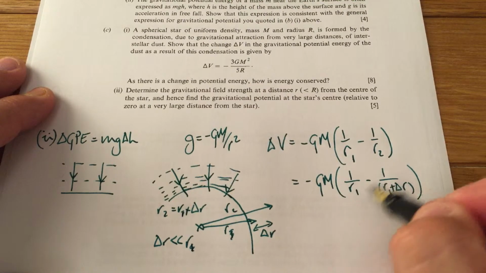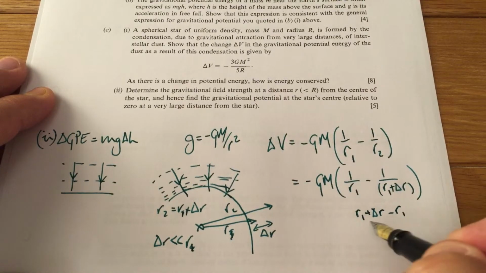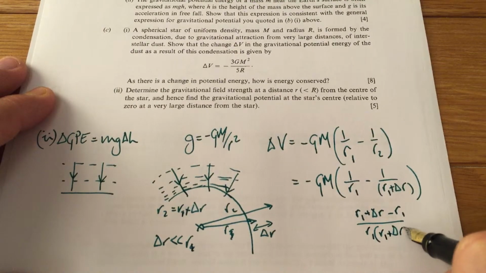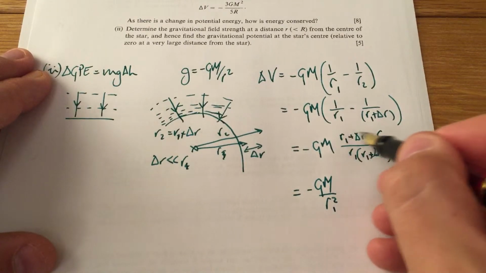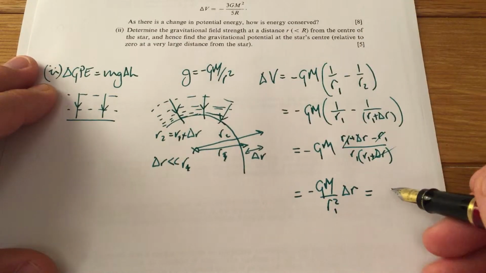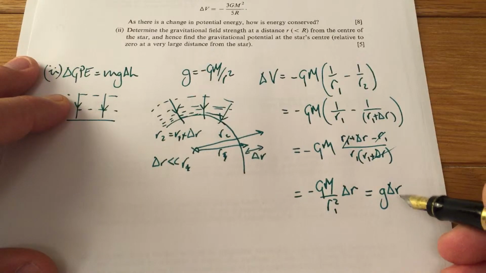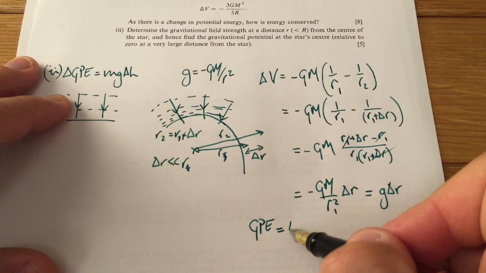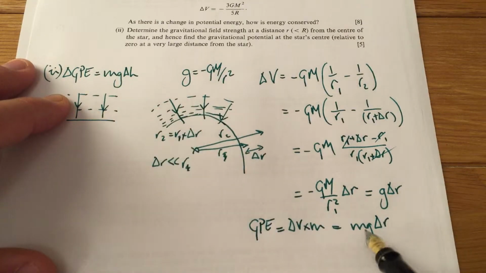Good, okay, how do we do this? Well, just multiply through. It gives us r1 plus delta r minus r1 divided by r1 times r1 plus delta r. But because delta r is very much smaller than r1, we can pretty much ignore it in the denominator, which is r squared GM, which gives us the final step of minus GM over r squared, or r1 squared if you prefer. Those cancel as well by delta r, which is in effect the expression for g, so g delta r. And in order to get to my GPE, I merely multiply my delta V by the mass, giving me mg delta r, delta h, QED, one and the same.